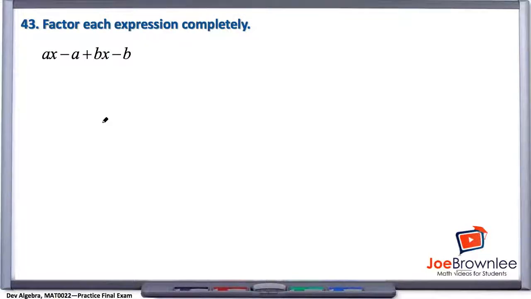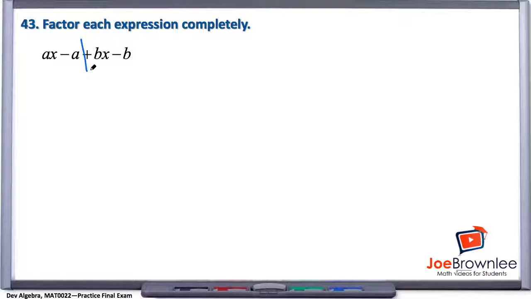Number 43, we're told to factor the expression completely, and we have ax minus a plus bx minus b. And again, just to review, when you're factoring, you have to ask yourself these two questions. Number one, is there a GCF? If there is, you have to factor it out, and then move on to question two, how many terms are there? And in this case, there is no GCF, and so we can see that there are 4 terms, which means we're going to be factoring by grouping.